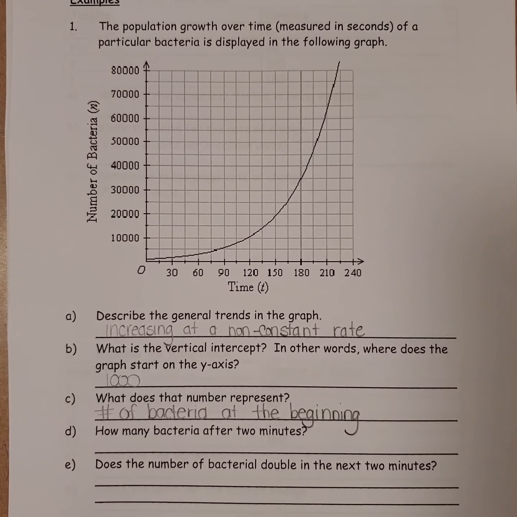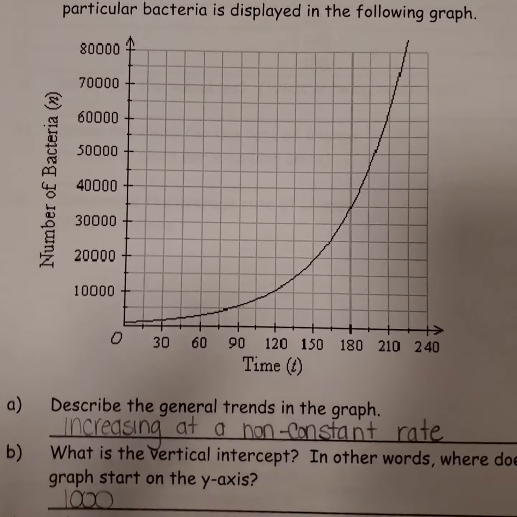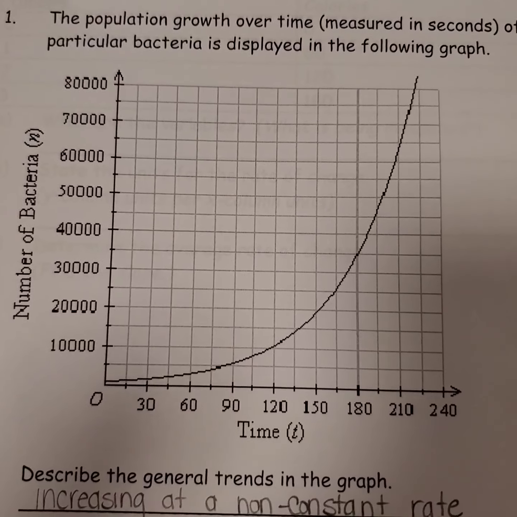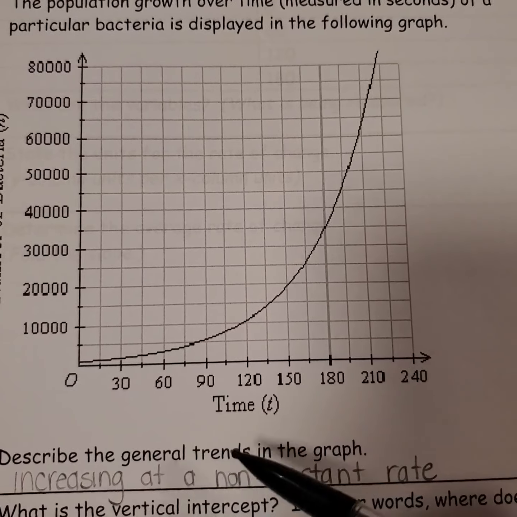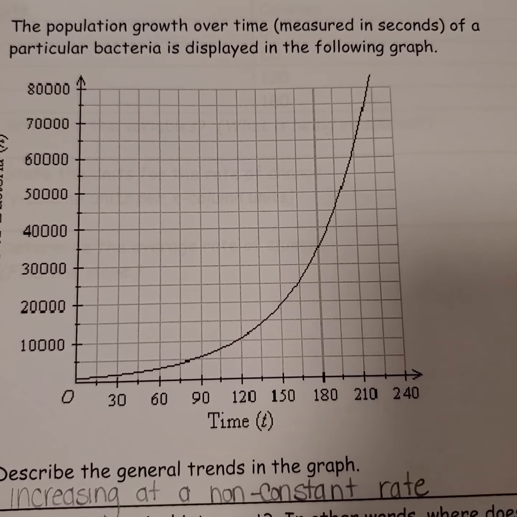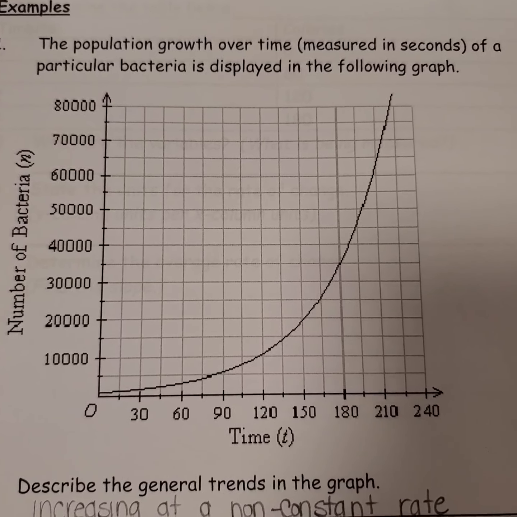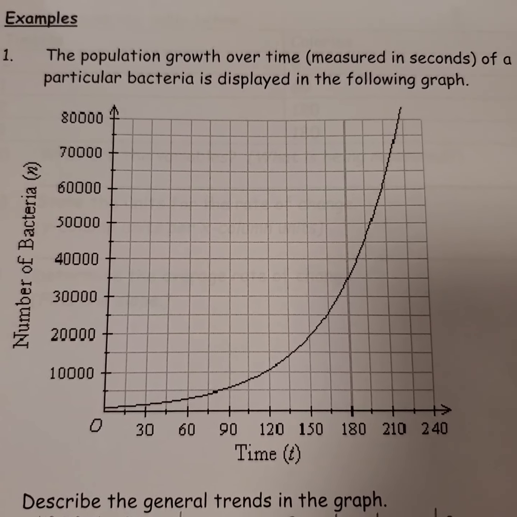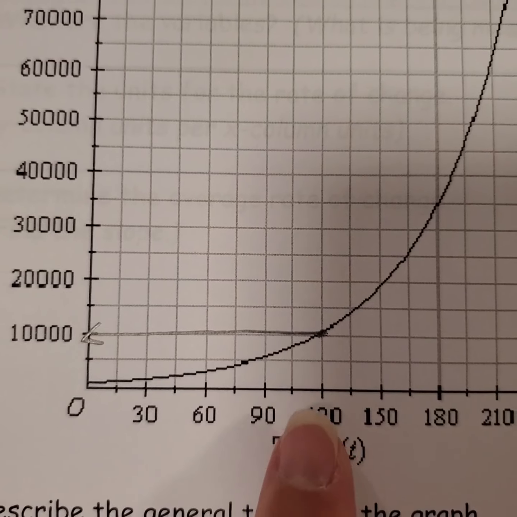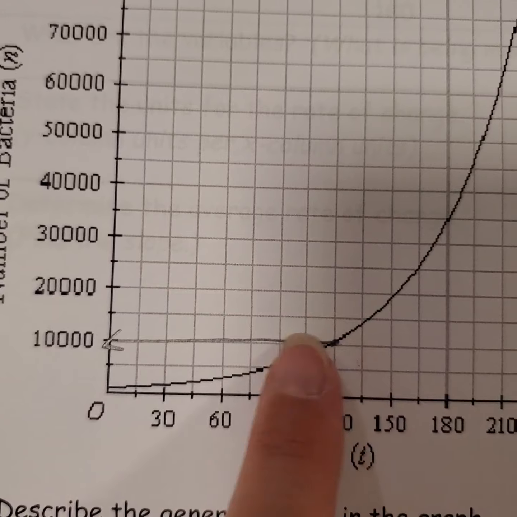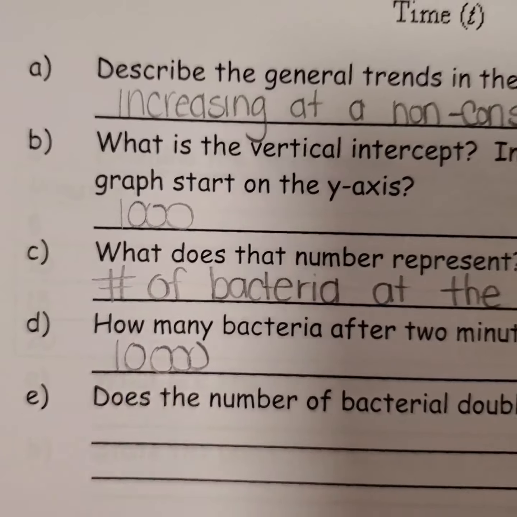How many bacteria after 2 minutes? Okay, so we have to be careful because this particular graph is being measured in seconds. Okay, and so the 2-minute mark would be 120 seconds, and I want you to try to read that off the graph. Okay, try to answer without looking at the answer in the video. You might want to pause. Okay, you can see I made a little note here. So after 2 minutes or 120 seconds, it looks like there are 10,000 units of bacteria.